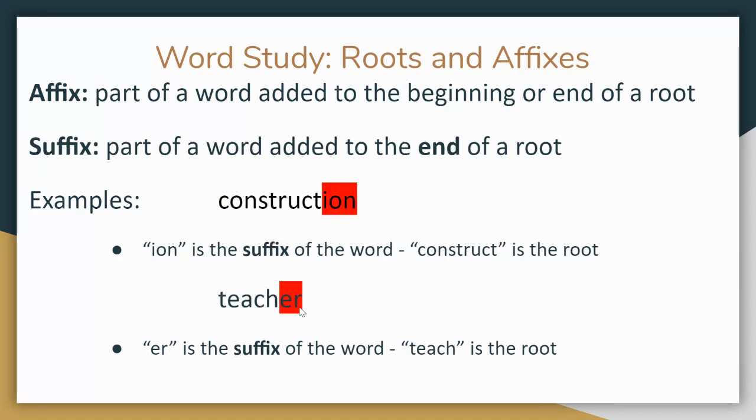When we add part of a word to the end of a root, it is called a suffix. Look at the word construction. The root is still construct. Now we have added part to the end of the root. We have added the ion suffix. In the word teacher, we've added the suffix er to the end of the word. When we add the suffix to these root words, we are changing the meaning of the word.